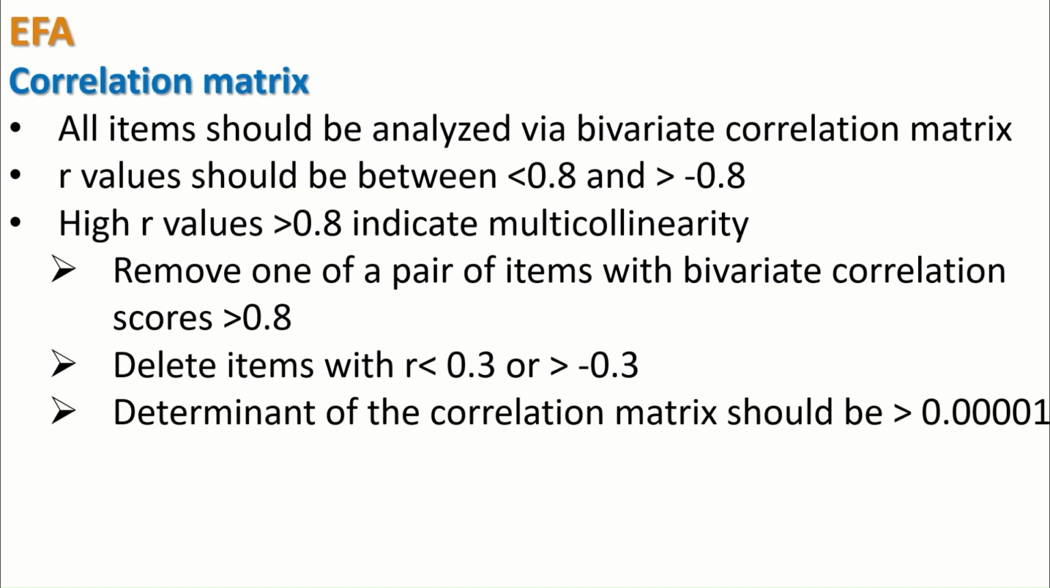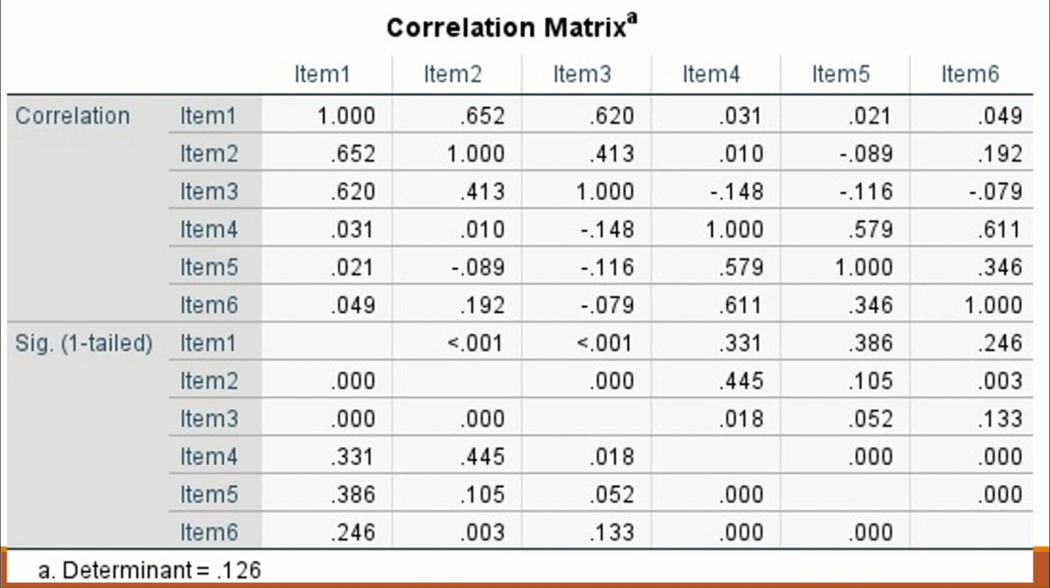from the analysis. There is also another value, which is called the determinant of the correlation matrix. So here is an output for the correlation matrix performed using EFA on 6 items, item number 1 to item number 6. The top section is the pairwise correlation between items, and the bottom section is the significance level, and at the end here is the determinant.